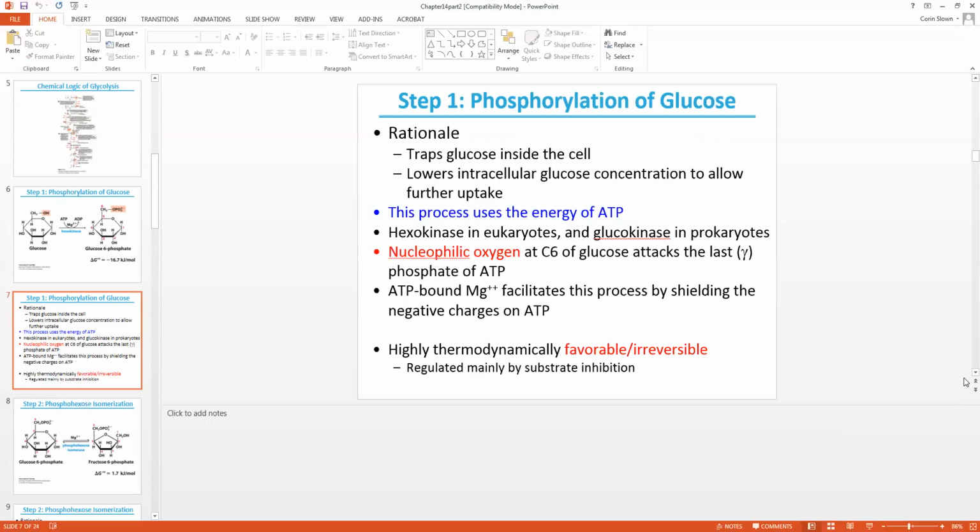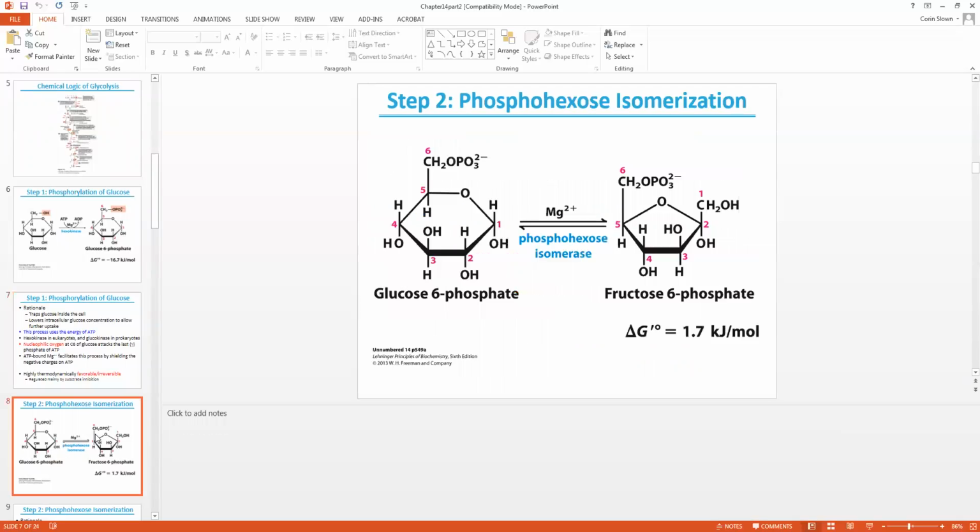Of course, the nucleophilic oxygen at C6 of the glucose attacks the terminal gamma phosphate of ATP. And then it's the ATP-bound magnesium 2+ ion that facilitates this process by shielding the negative charges on ATP. So this reaction, again, is highly thermodynamically favorable, or irreversible. It's regulated mainly by substrate inhibition.